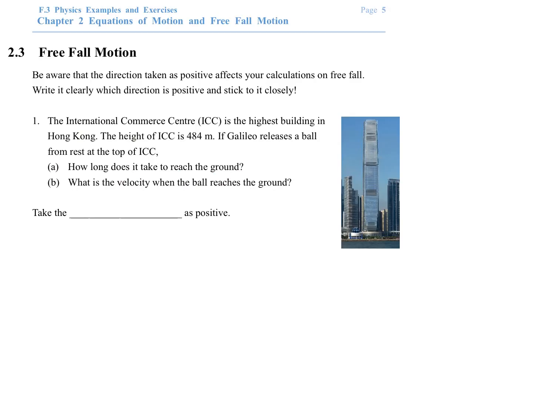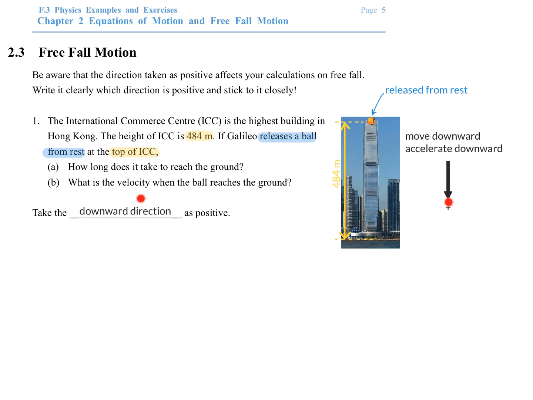Now, let's apply the equations of motion to solve this problem. Consider a ball released from rest from the top of ICC, which is 484 meters high. Part A. How long does it take for the ball to reach the ground? Before any calculations, let's first settle on a positive direction. Since it moves downward and accelerates also downward, it's just natural to take downward as positive.